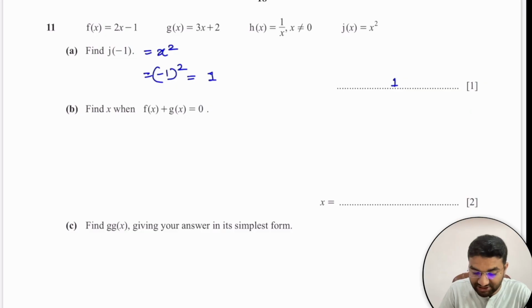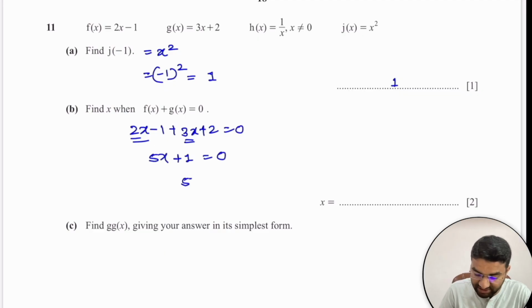f of x plus g of x is equal to 0 and we have to find the solution. So f of x is 2x minus 1 plus g of x is 3x plus 2, equal to 0. Then 3x plus 2x is 5x, plus 1 is equal to 0. 5x is equal to negative 1 and you will get x equal to negative 1 over 5.